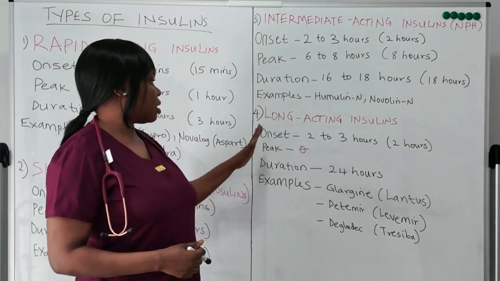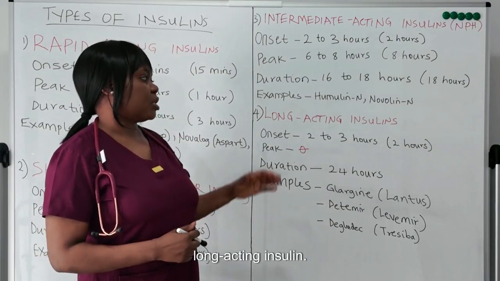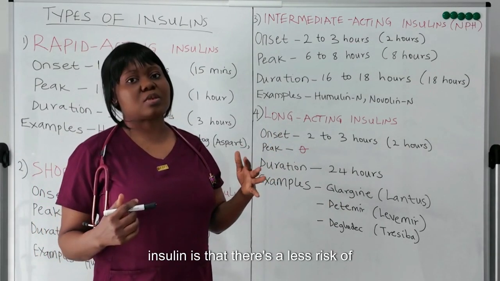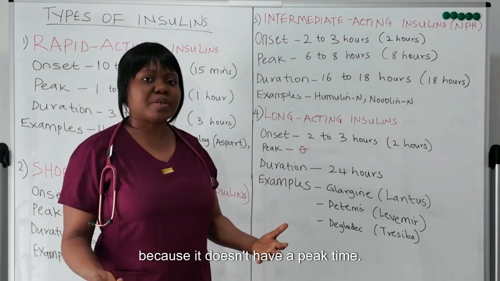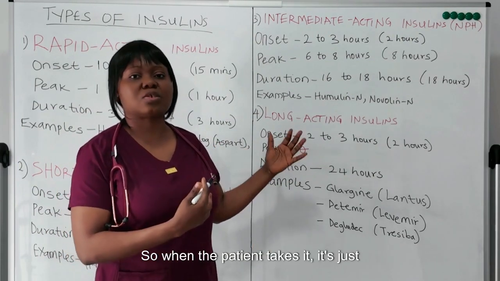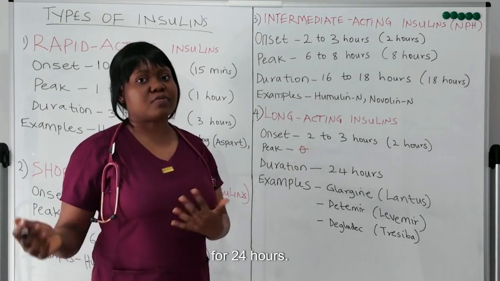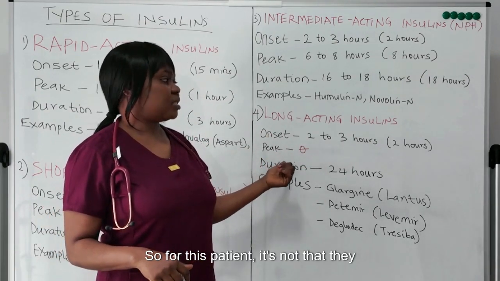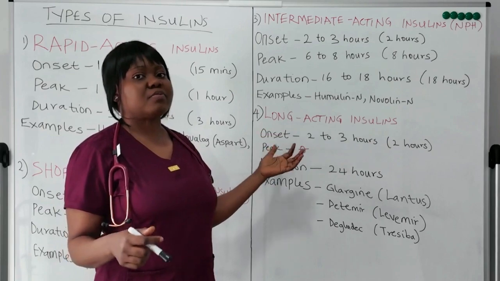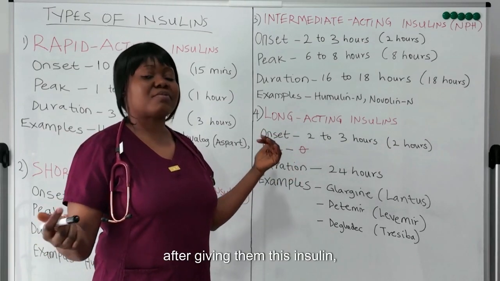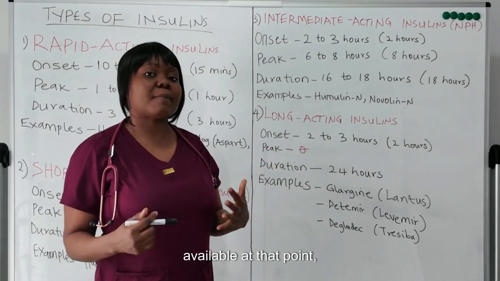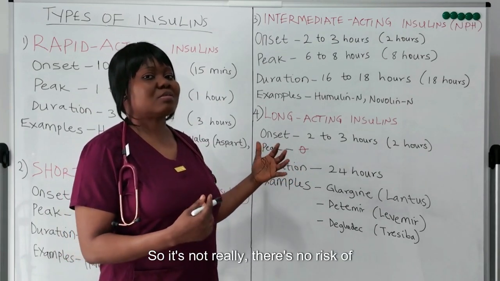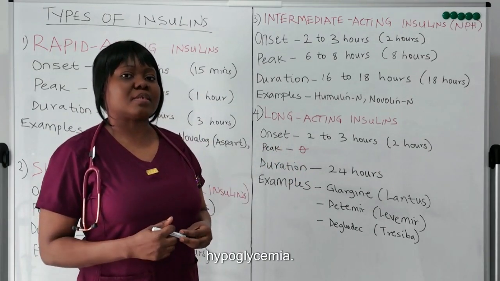These are the common examples of long-acting insulin. The good thing about long-acting insulin is that there's less risk of hypoglycemia because it doesn't have a peak time. When the patient takes it, it just keeps working for 24 hours. So for this patient, it doesn't matter even if they will not eat after giving them this insulin, or if there's no food available at that point, it's not going to peak. There's no risk of hypoglycemia.